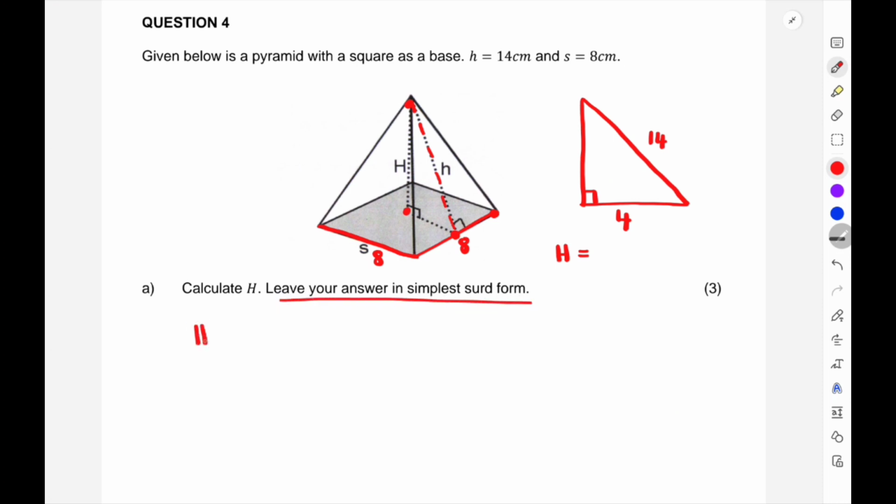Okay, so h squared plus 4 squared is equal to 14 squared, and that is because of Pythagoras. So h squared is equal to 180. Let me just make sure, sorry, I mustn't put that square root on there. So h is going to be 6 square root of 5. That is the simplest surd form for h.